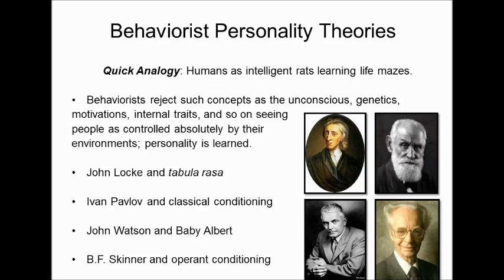A few big names here: John Locke, very famous for his idea of tabula rasa, or the blank slate, that we're born with everything blank and the environment will write in and fill in the pages for us. We had people like Ivan Pavlov, who we talked about back in the classical conditioning unit. John Watson, who was very famous for his experiments with little Albert or baby Albert. And then, of course, B.F. Skinner, who came up with his ideas of operant conditioning.